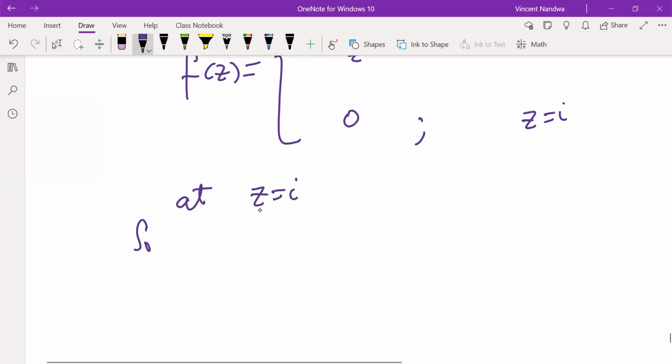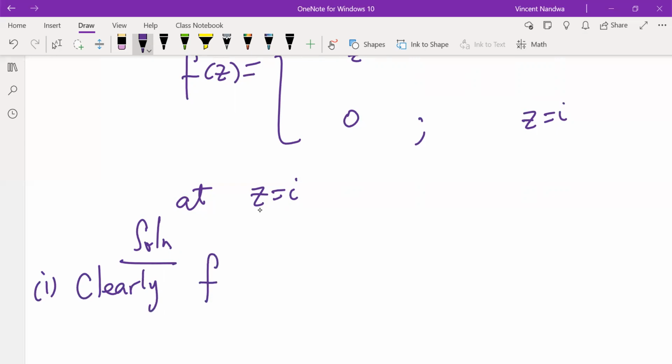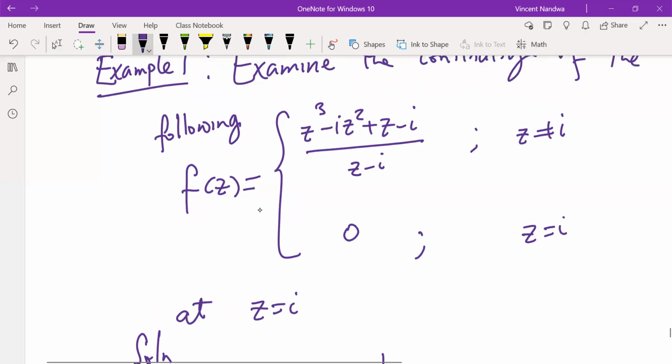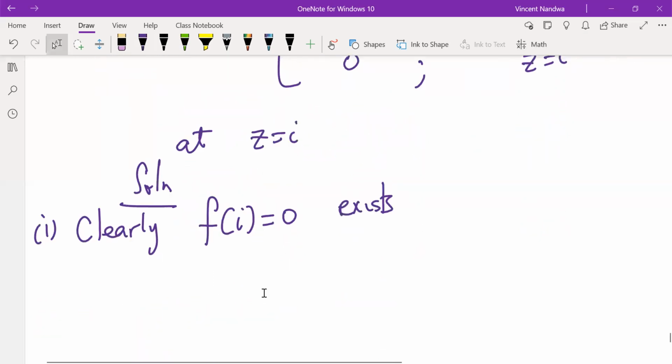So solution. First thing, clearly, f at i equals 0 exists. So the value of the function at z naught, which is i, actually exists from the definition. You see, when z is not equal to i, we have this function, but when z equals i, we already have 0. So that is the first condition satisfied.